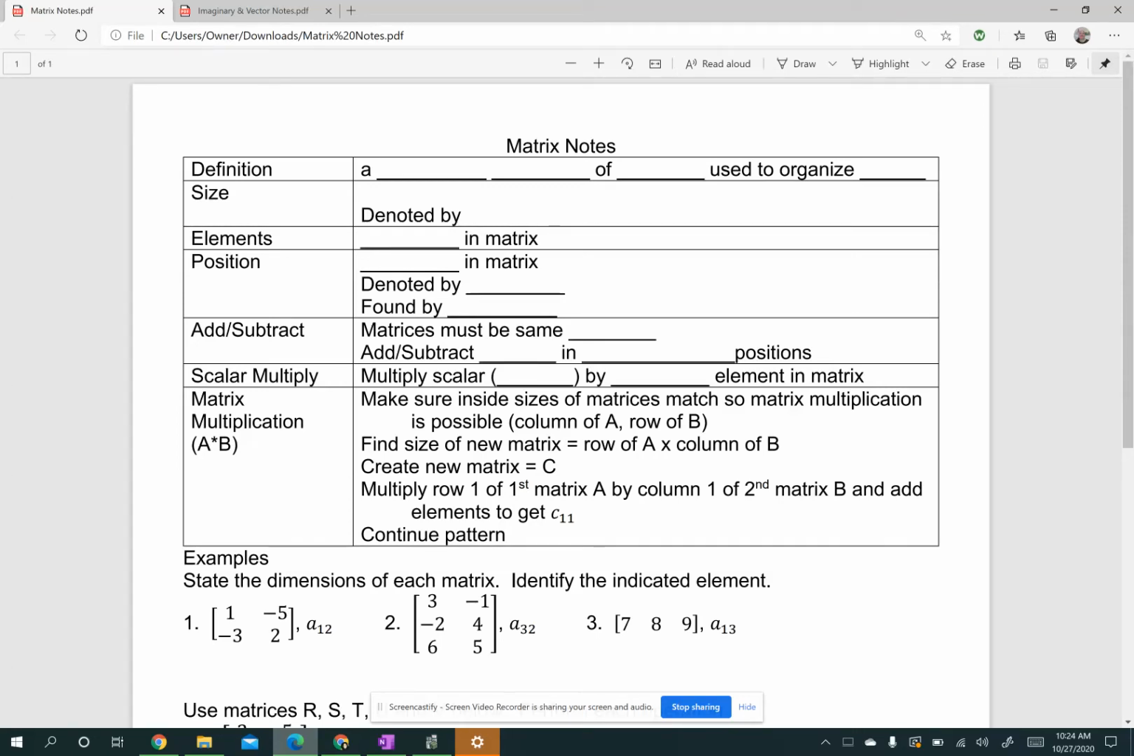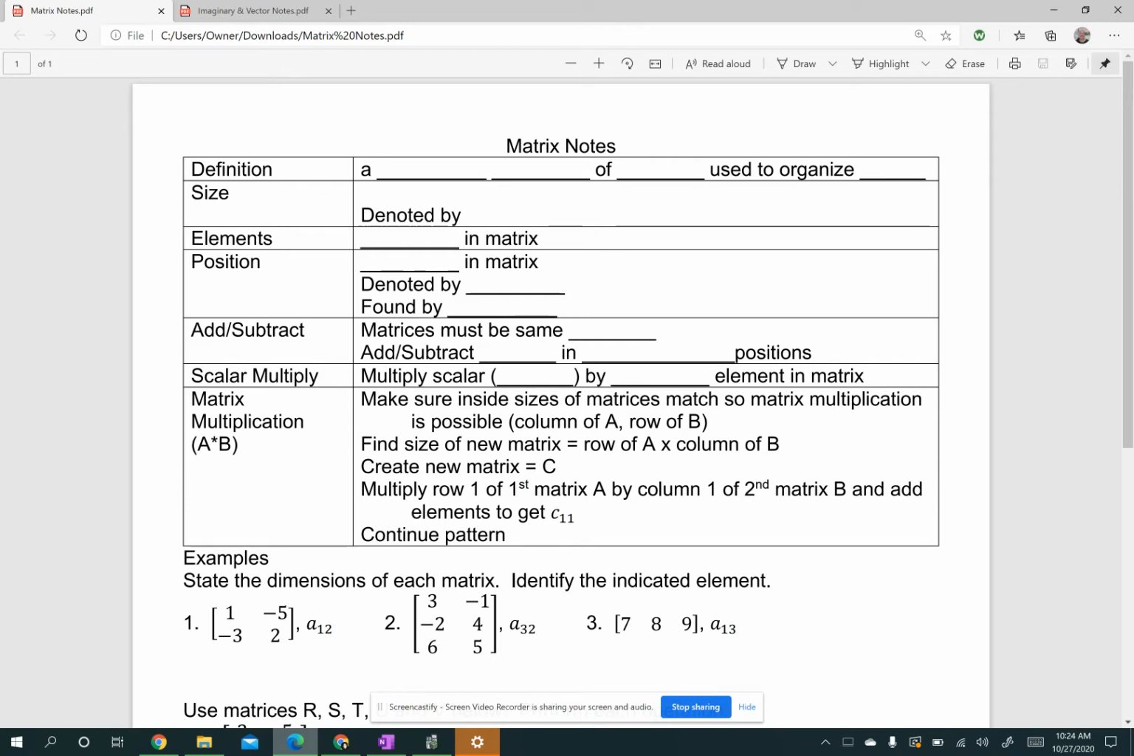Okay, before we start the statistics units, we are going to knock out this quick unit, which is basically for ACT. We're going to talk about matrices, imaginaries, and vectors. And so we're going to start off with matrices. This is a topic that used to be in Math 1 that's been taken out.